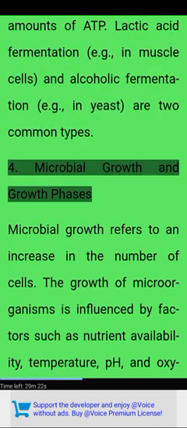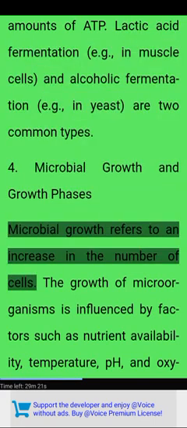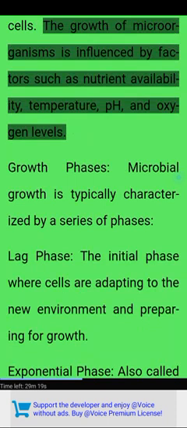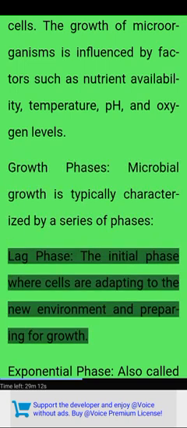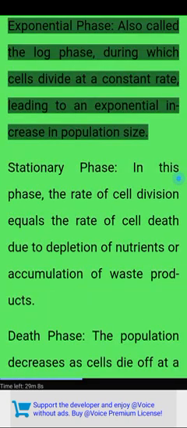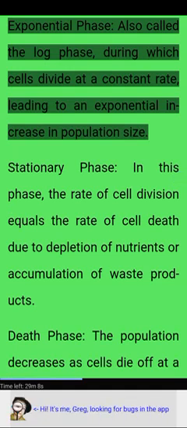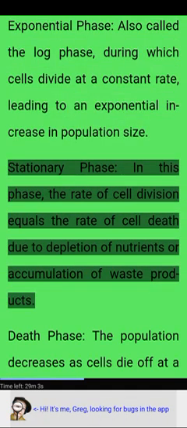4. Microbial growth and growth phases. Microbial growth refers to an increase in the number of cells. The growth of microorganisms is influenced by factors such as nutrient availability, temperature, pH, and oxygen levels. Growth phases. Microbial growth is typically characterized by a series of phases. Lag phase. The initial phase where cells are adapting to the new environment and preparing for growth. Exponential phase, also called the log phase, during which cells divide at a constant rate, leading to an exponential increase in population size.